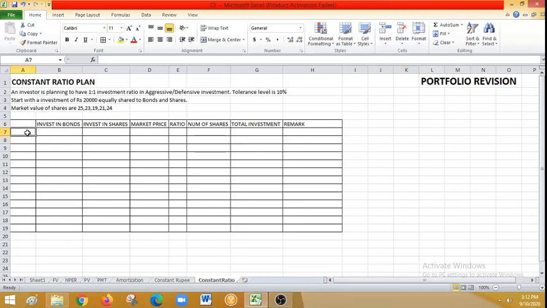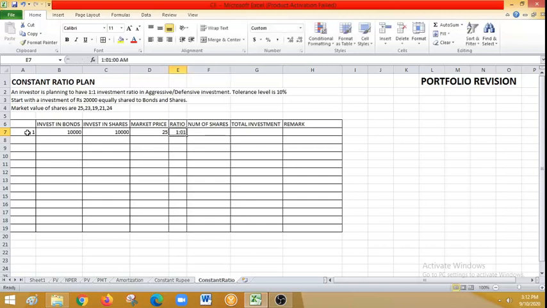Let me start with the first market value. The first market value is 25. How much is invested in bonds? 10,000, equally 10,000. So what is the ratio? The ratio is 1:1 because 10,000 in bonds and 10,000 in shares. So obviously it is 1:1.